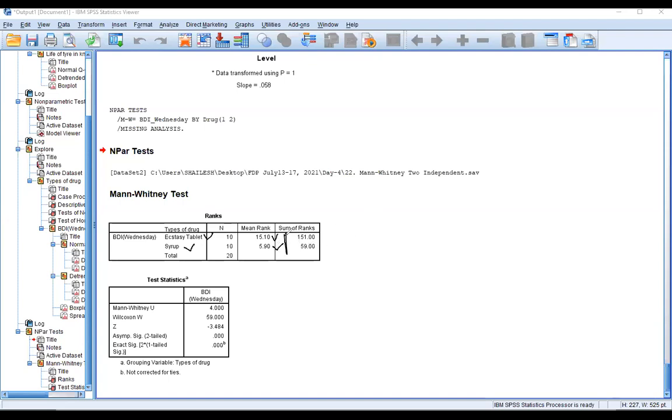There is a difference in mean rank, but whether this difference is significant or not, who will tell us? The asymptotic significance p-value, which is less than 0.05. So we can say syrup is better than the Ecstasy tablet, although it is a hypothetical study just to explain the concept of the Mann-Whitney test.